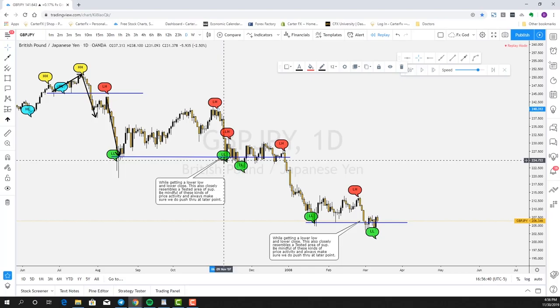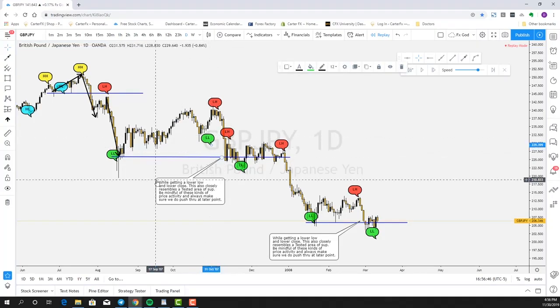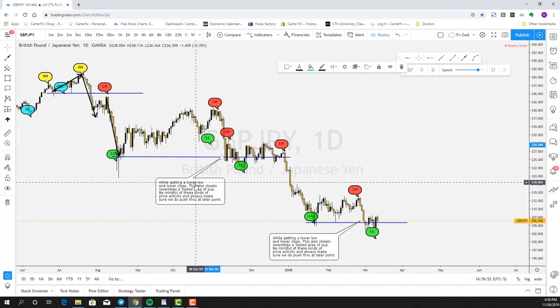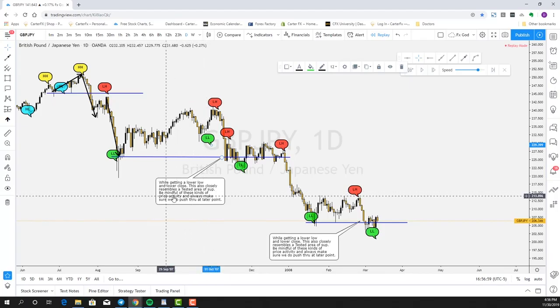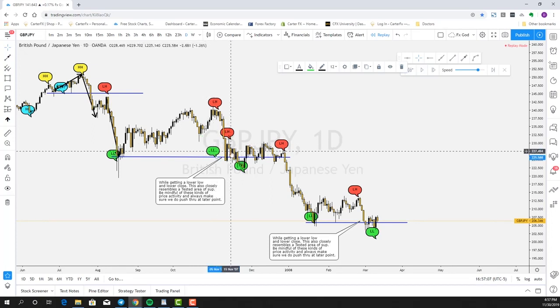So of course, with our structure rules being, we need to have a lower low, lower close. If I move this away so we can take a look at it, you can see that while getting a lower low and lower close on this level of support where our lower low was, this also closely resembles a tested area of support. Be mindful of these kinds of price activity and always make sure we do push through to form a new low at a lower point. So in this case, you can see that that did happen.